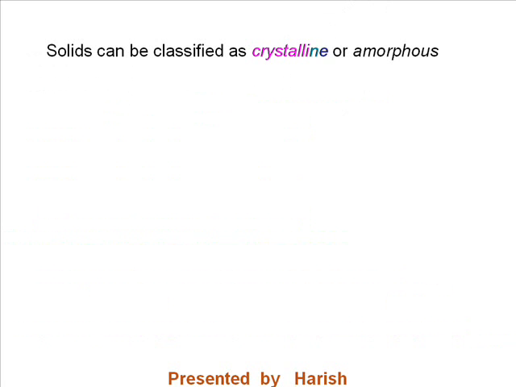Solids can be classified as crystalline or amorphous. What is the difference between crystalline and amorphous? In this chapter, we may not be studying amorphous. We will be concentrating only on crystalline substances. But we definitely do talk about differences between a crystalline compound and an amorphous compound.